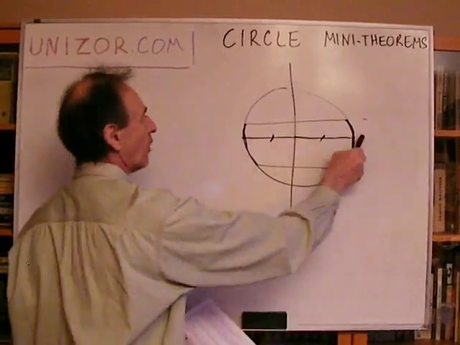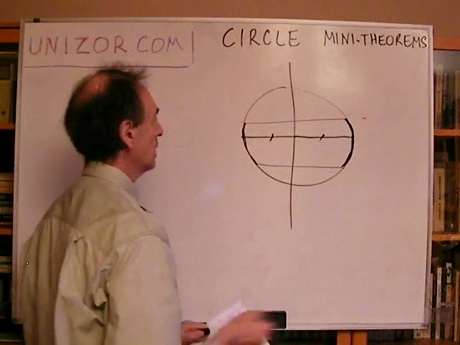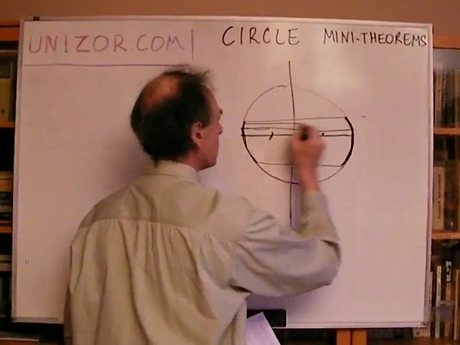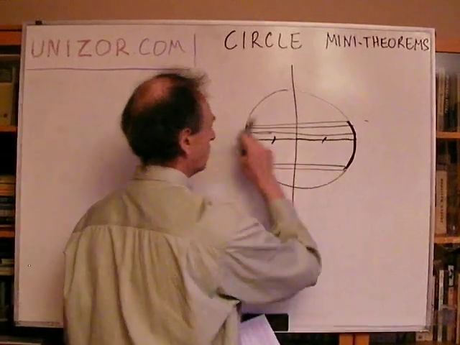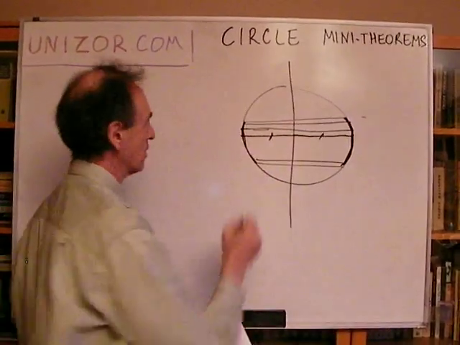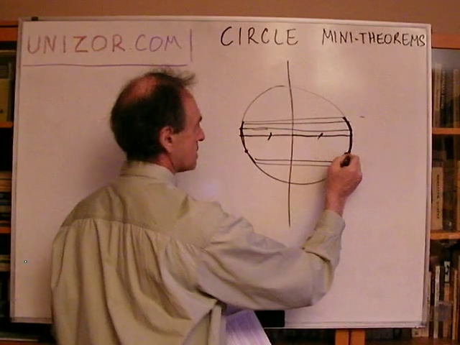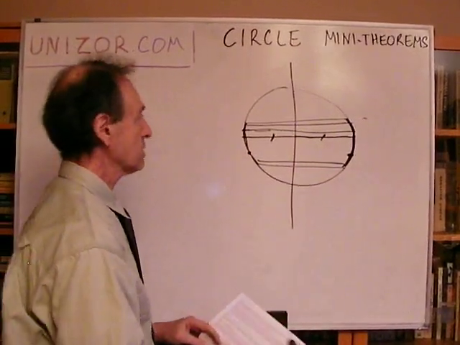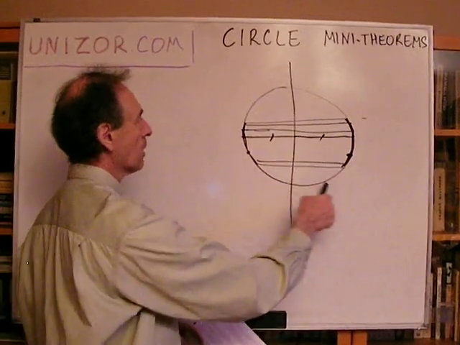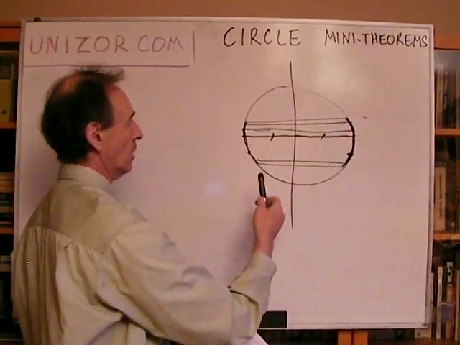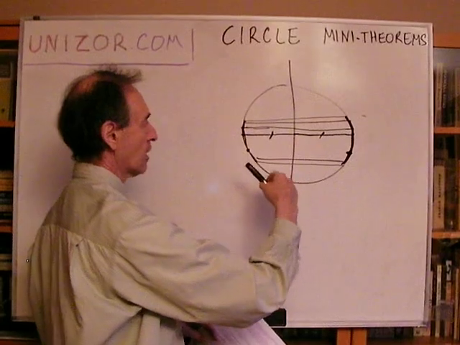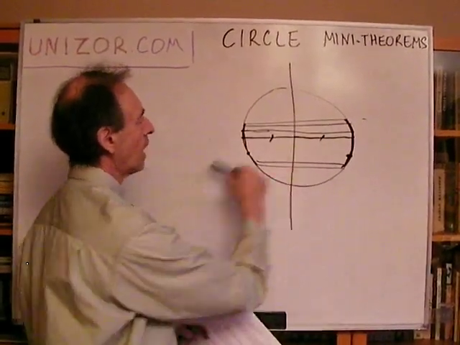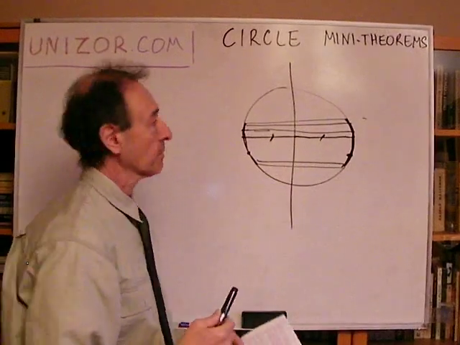So these two points are symmetrical. And same for any pair of points in between these two initial parallel chords. So every point here has a symmetrical point here. So this is a theorem. If you have two chords, then the corresponding arcs which are cut from the circle between these two chords are symmetrical to each other.